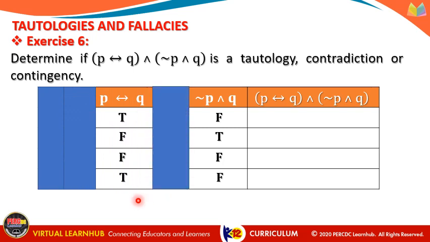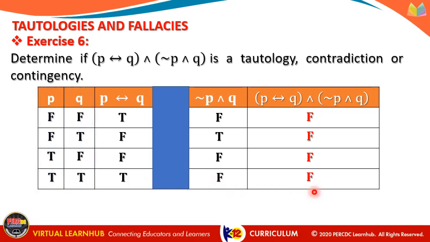We now have obtained the truth value of the left-hand proposition and the right-hand proposition. For the last step, let us take the conjunction of these two propositions. All right, let's do that. True and false will give us false. False and true will give us false. False and false will give us false. And lastly, true and false will give us false.